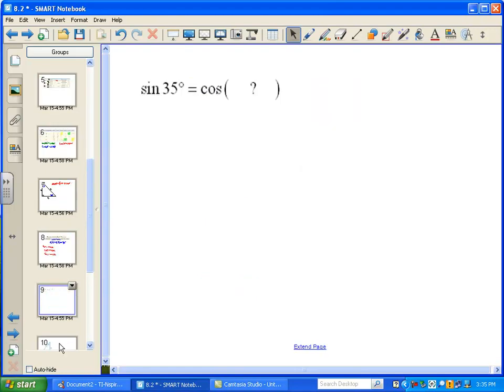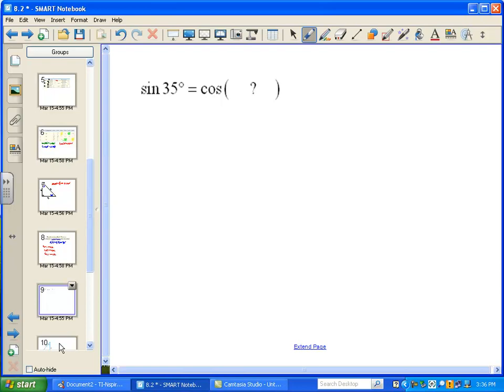So here is one to think of really quick for yourself. If I have a sine of 35, then what is that equal to the cosine of? Well, I know that the second angle needs to add up to 90. So why don't you just take a moment and think about that. You can pause it here and do your own work.